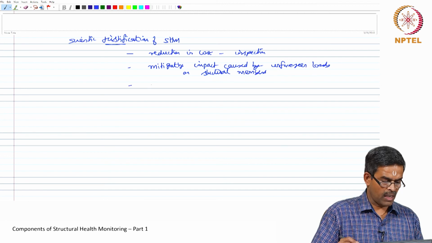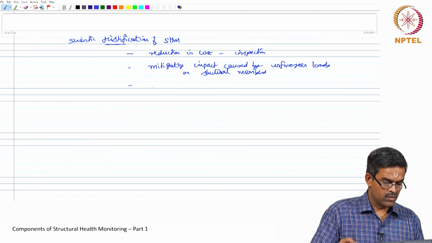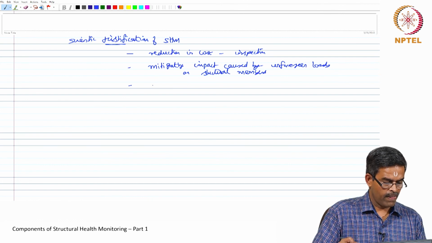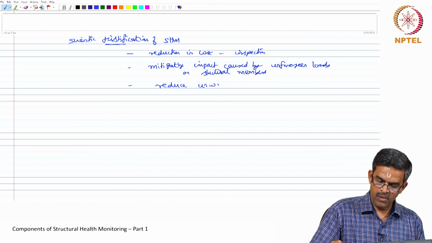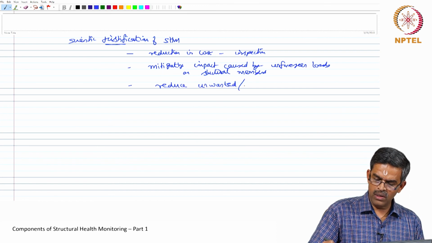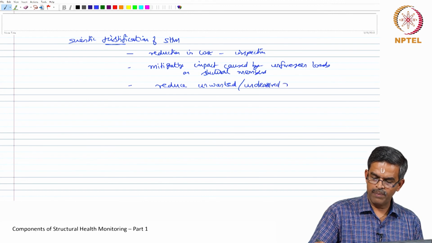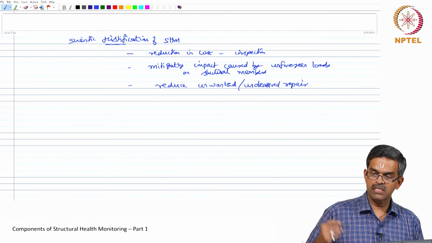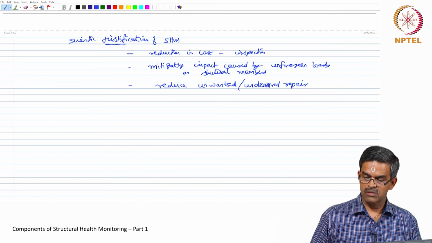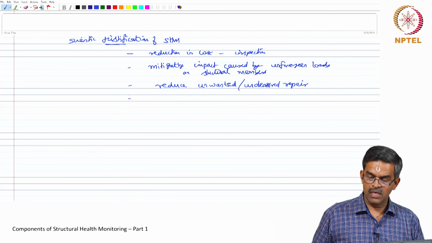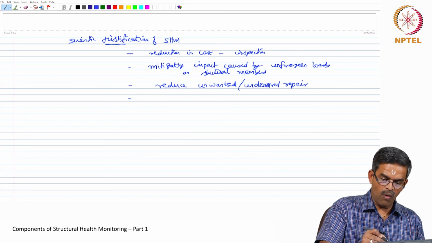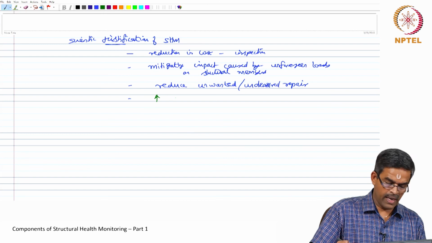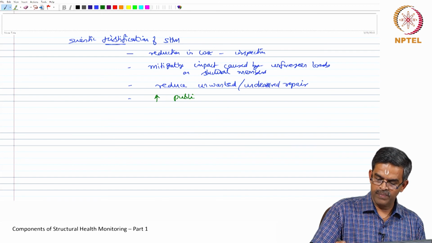It also has the capacity to reduce unwanted and undesired repairs which may arise from continuous and schematic repair or maintenance processes, and overall it can enhance public safety.